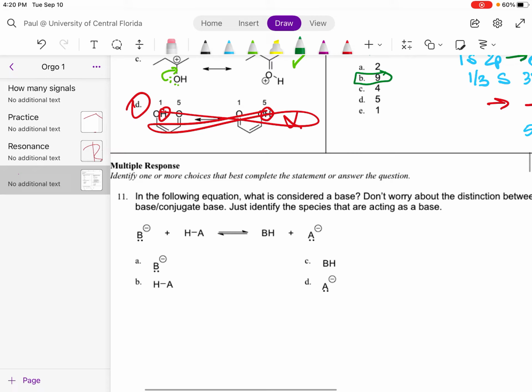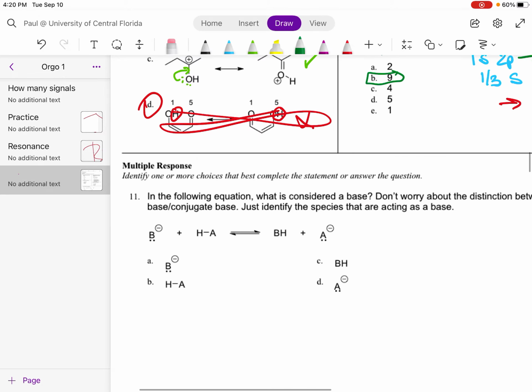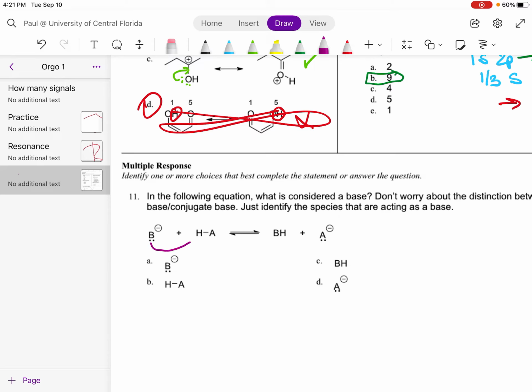Okay, in the following equation, what is considered a base? Don't worry about the distinction between base and conjugate base, just identify the species that are acting as bases. So in this generic equation here, what's happening? That grabs the proton. Now you see that we've added the electrons there, which now makes that negatively charged. So that's the mechanism going in the forward direction.